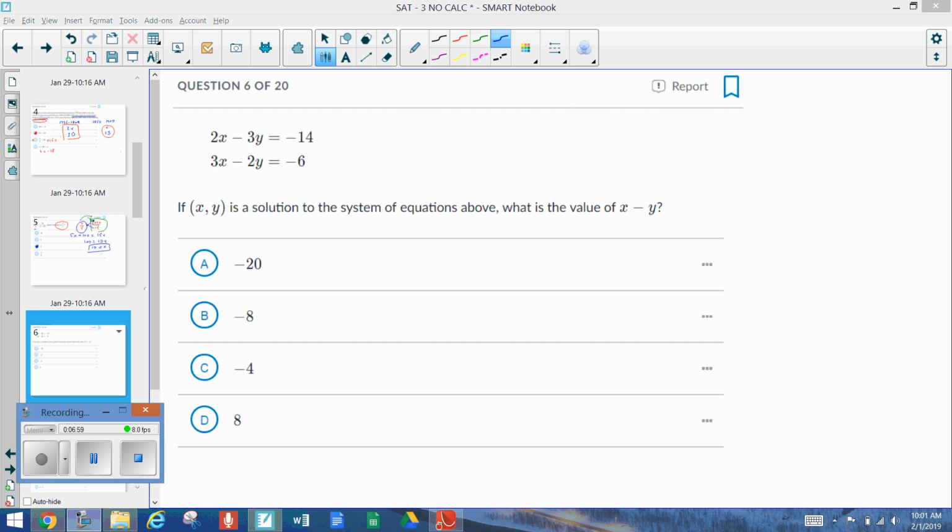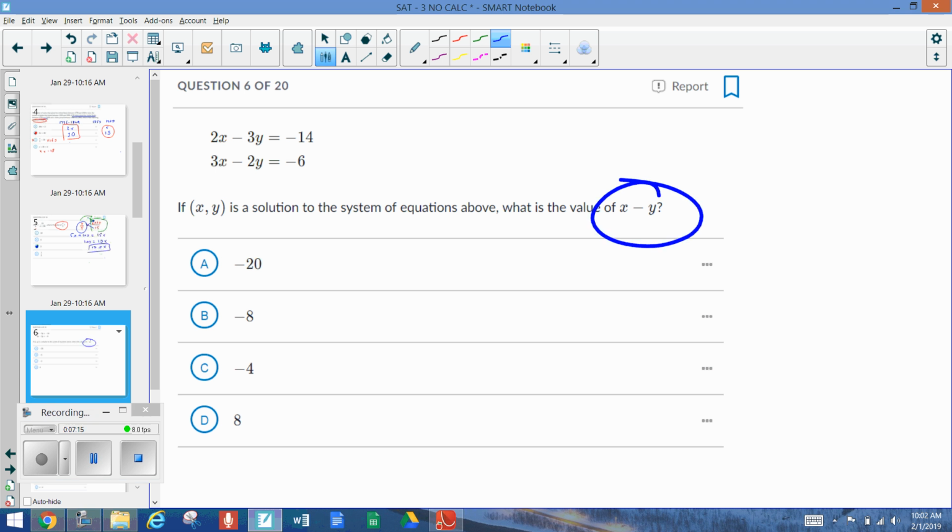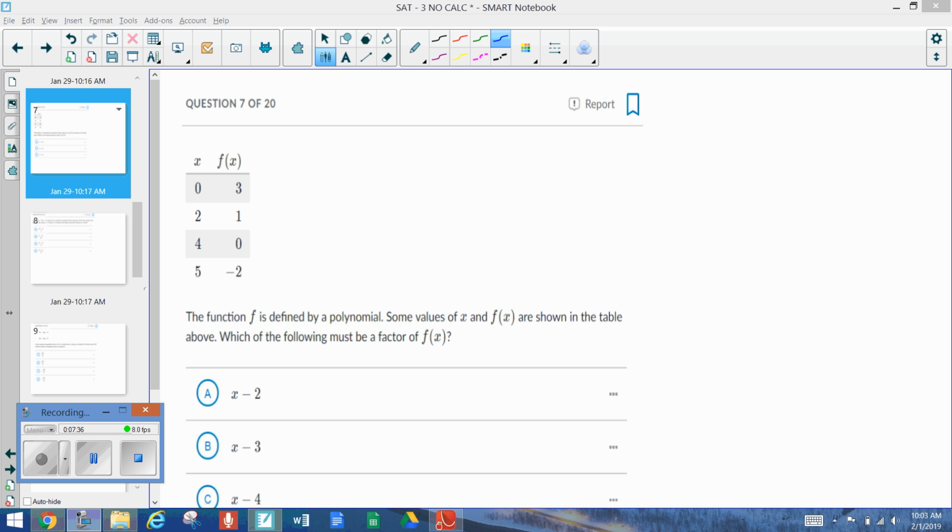Since we have answer choices, we can try, right? You'll just try it. But when I see such things, first I add, am I able to get x minus y? When I add it, 5x minus 5y is equal to negative 20. And divide everything by 5, right? So x minus y is equal to negative 4.